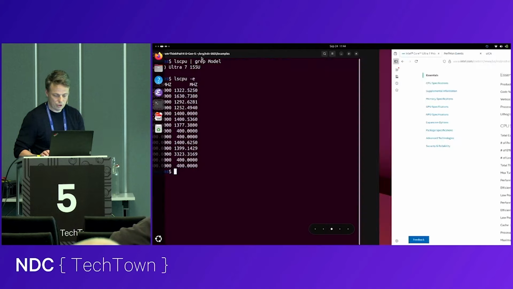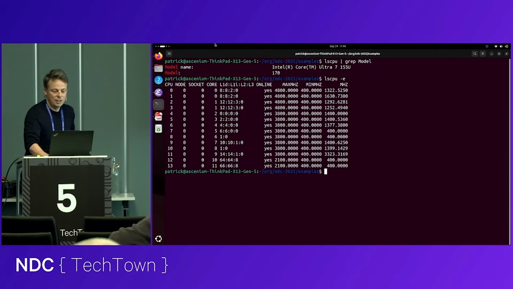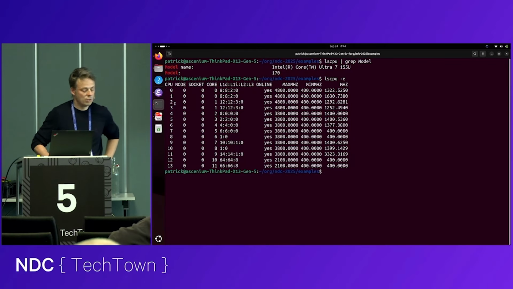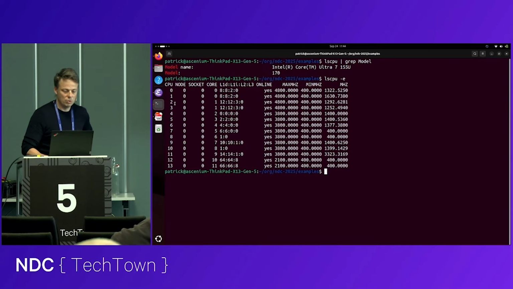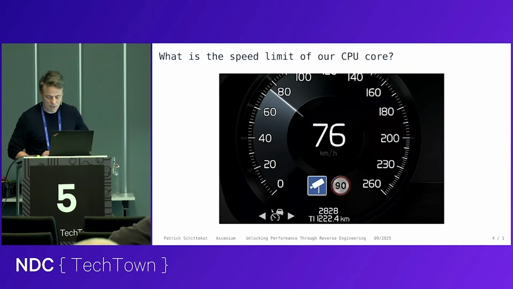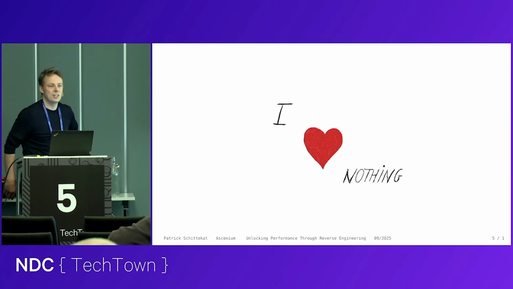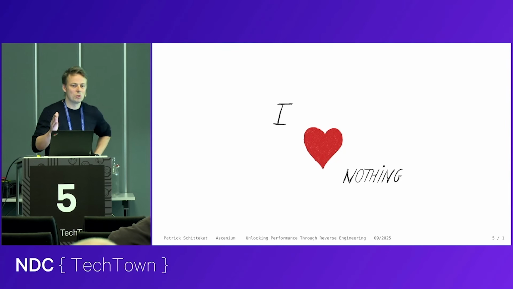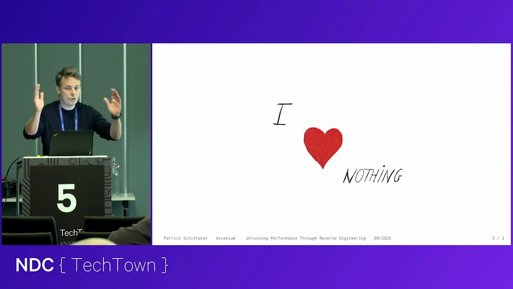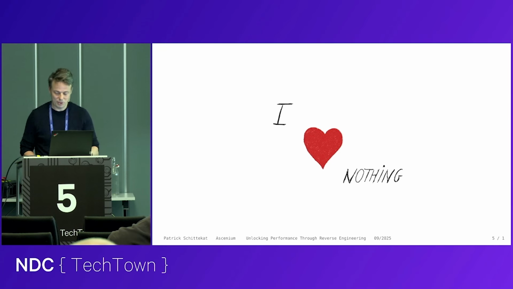So this is good to know for afterwards, because we want to set the program that we are benchmarking on the correct CPU. So we will use CPU 2, which is on the performance core. I'm switching screens a bit all the time, but hopefully that works. So how do we measure the speed limit of the CPU core? Well, I love doing nothing, or at least telling this core to do nothing. Like I said before, we're just going to do everything and see what happens.